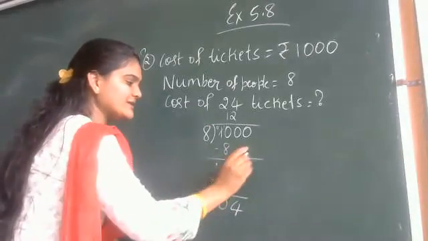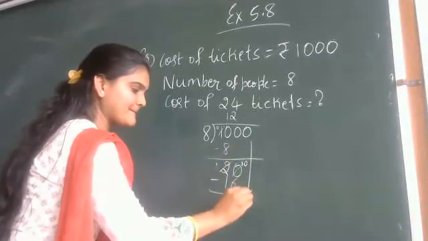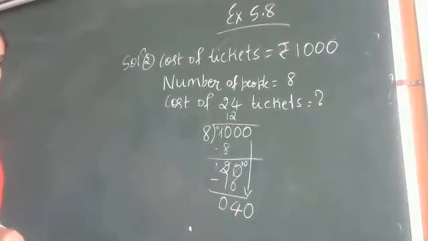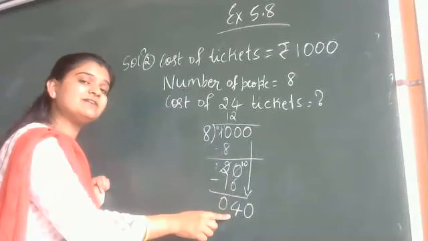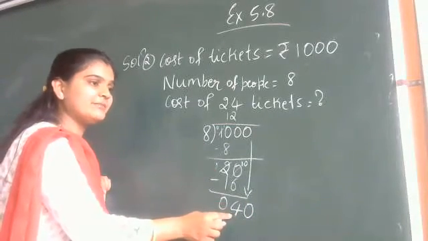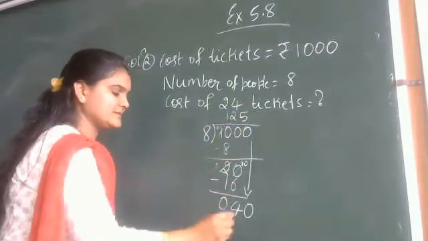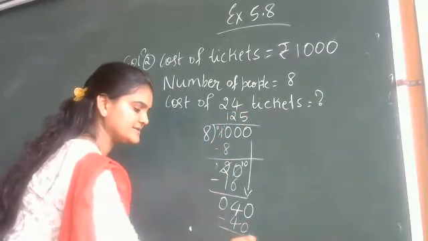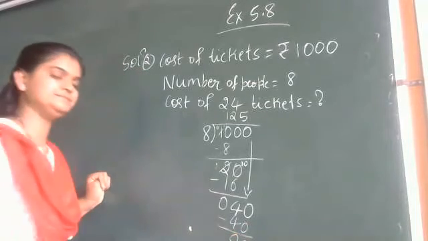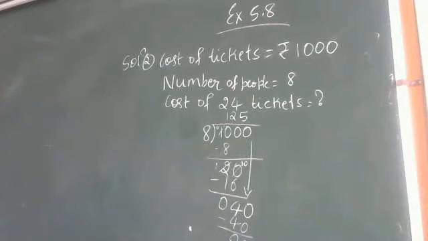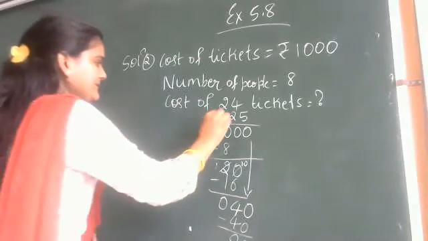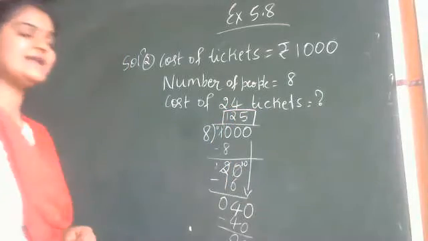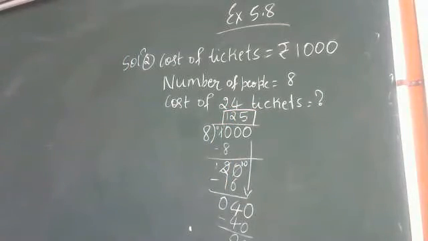Next, what is brought down, children? Which number will come down? 0. Now, how can we divide 40 by 8? 0, 0. So tell me what is the cost of the ticket for each individual? Yes, it is 125. Now what will you do, children?